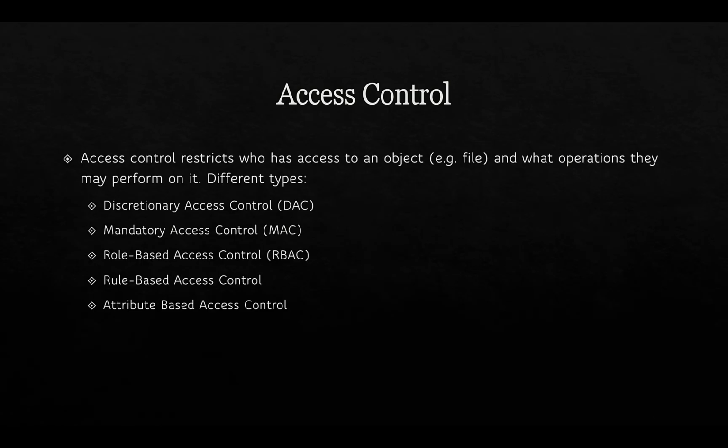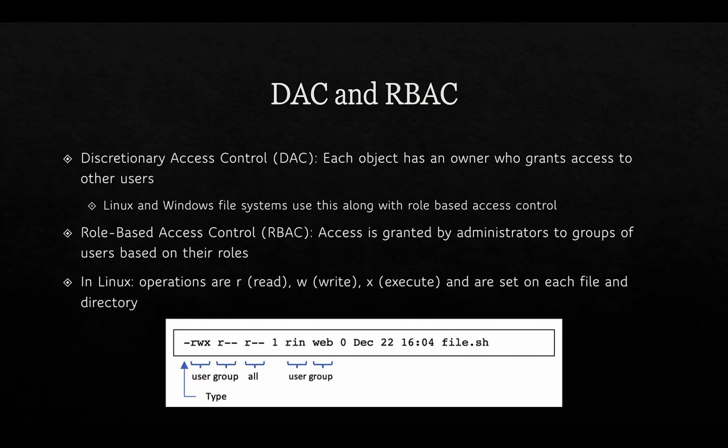So we've mentioned access control previously, and this depends on who can access the object and the operations they may perform. And as I mentioned before, there is a set of different types of access control: discretionary, mandatory, role-based, rule-based, and attribute-based access control. So discretionary access control is where each object has an owner who can grant access to other users.